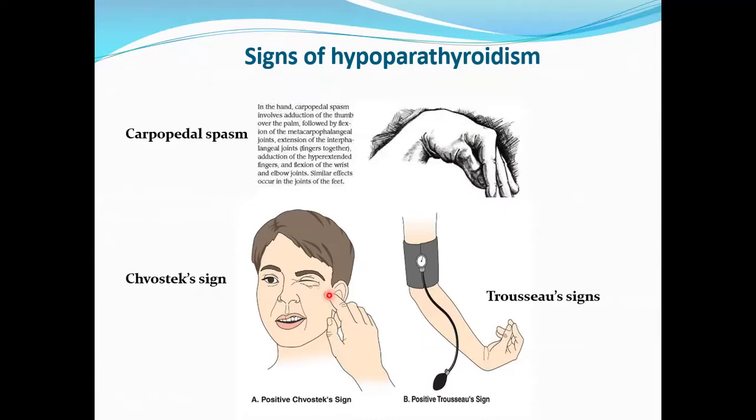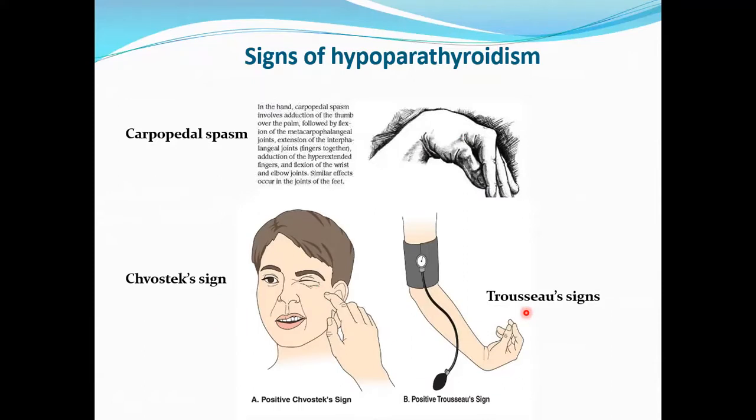So when you just give a small tap along the branches of the facial nerve, it gets irritated. So you can see multiple tingling and muscular twitches on the face, the facial muscles. That is Chvostek's sign.